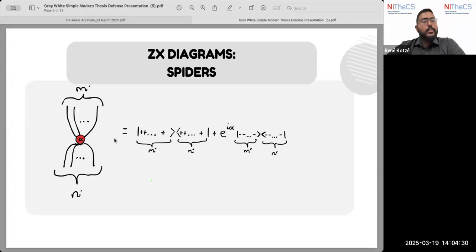So that was the green spider. The red spider is defined almost the same. However, now we are working with the X basis, so the plus-minus basis on your Bloch sphere, and it's defined almost identically. A reminder from last week, why we use these two colors is because they form what we call strongly complementary bases. And all this means is that when we measure in one basis and then the other, it doesn't matter if we switch the order.